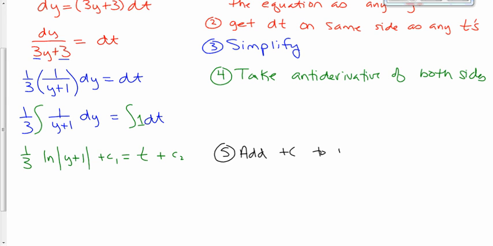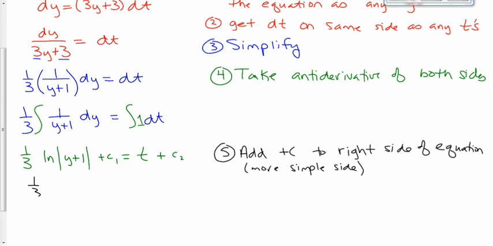So I'm going to recommend that we only add your plus c to the right side of the equation, and I'm going to say that should be the more simple side. So I'm going to rewrite that with just my plus c over on one side. I'm going to call that a C1, even though I've already called something C1, I'll call that C3.